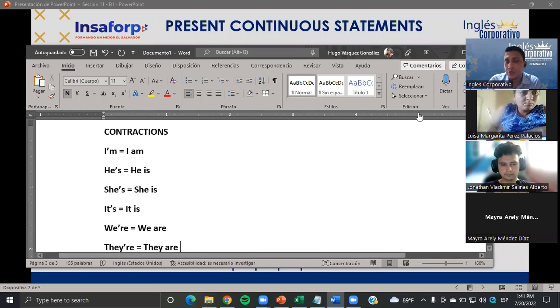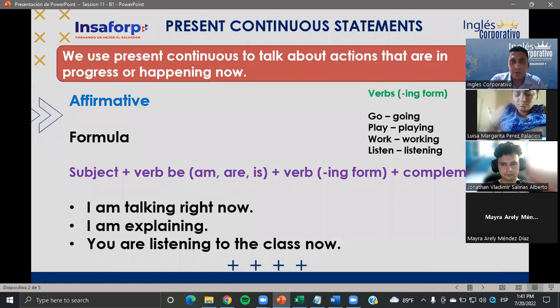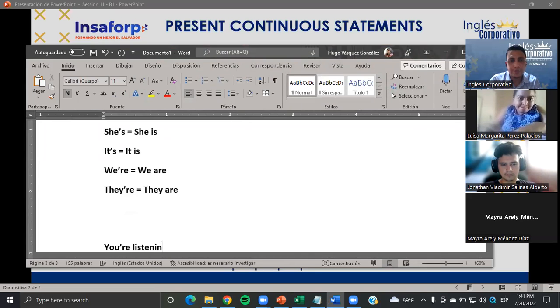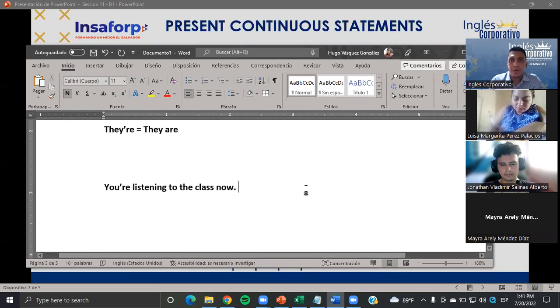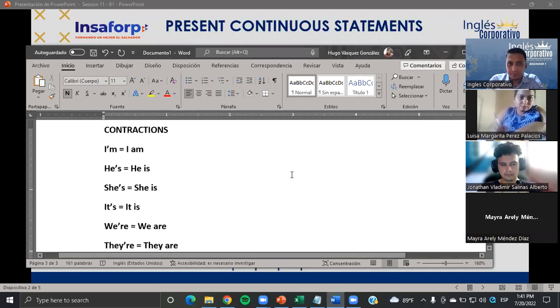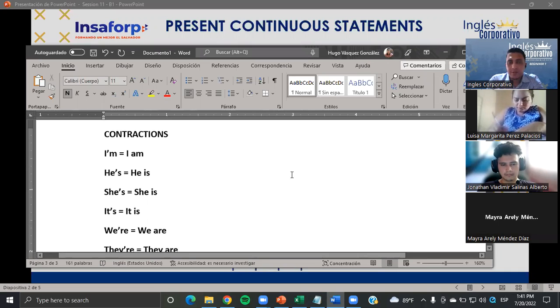We can use the contractions. I can say, I'm speaking right now. You're listening to the class, right? We can use contractions. You're listening to the class now, right? I can use contractions. This is the way. Affirmative. Now, moving on to the negative form.